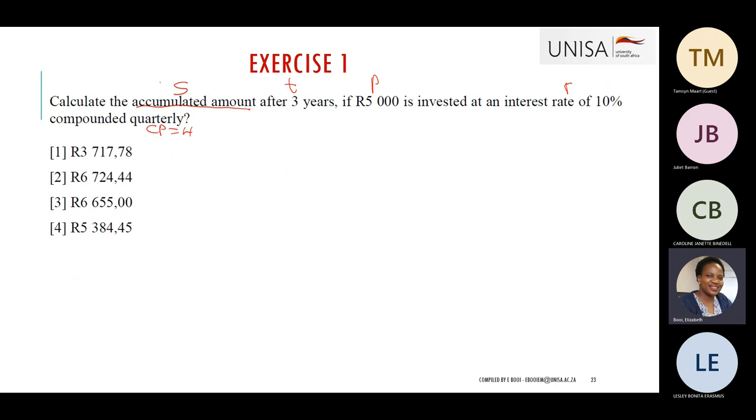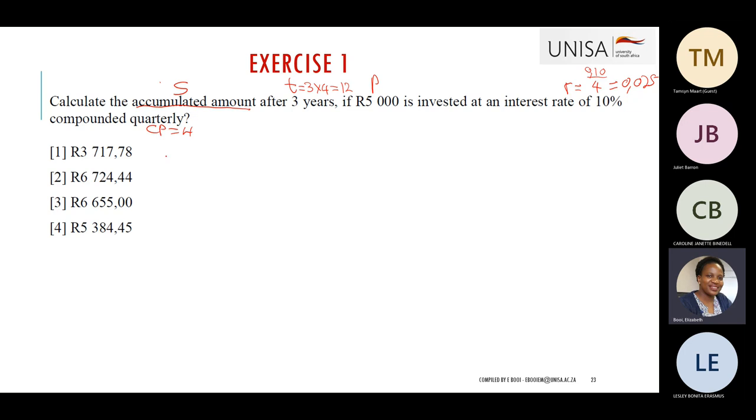Now, immediately after doing that, you go back and say 3 times 4 is equal to 12. The P will stay, and you go to the rate and say 0.10 divided by 4. Remember, we divide by the compounding period. You can even go ahead and find the answer. If it's long, then I suggest you just use it as it is. But let's see. 0.10 divided by 4 is 0.025. That is my rate.